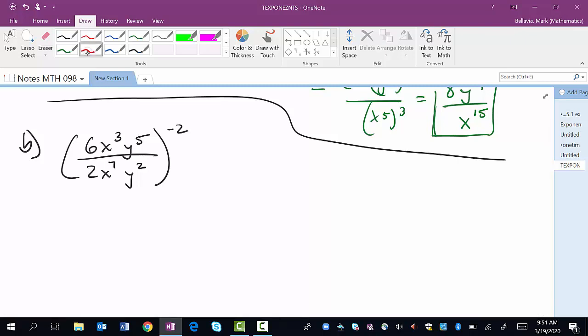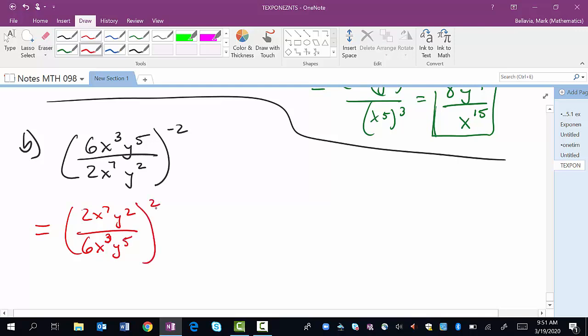Remember the first thing you want to do, you see a fraction raised to a negative exponent. Let's make this the reciprocal on the inside and make the exponent positive on the outside. So flipping the inside, we have 2x to the 7th, y to the second, over 6x to the third, y to the fifth, all raised to the positive 2. And then I'll simplify the inside as I have in the past, but maybe I'll do it without showing all the steps, because I think you can probably do that at this point. So 2 divided by 6, that reduces to 1/3. Make sure it's not 3, right? It's 2 divided by 2 gives you 1, 6 divided by 2 gives you 3, so it's 1/3.